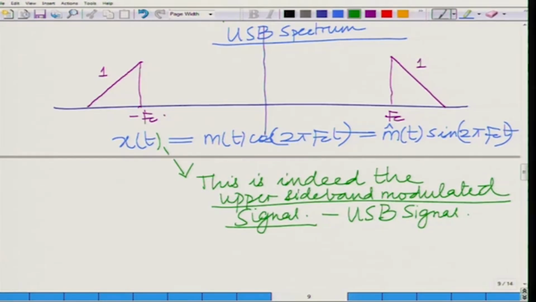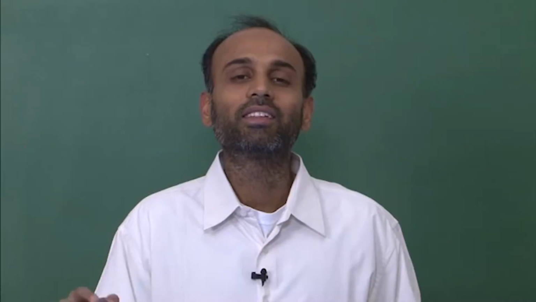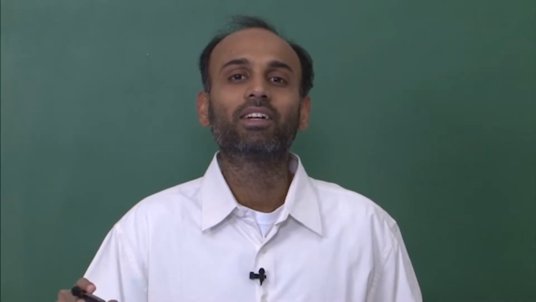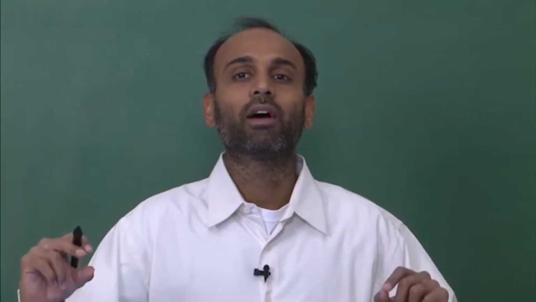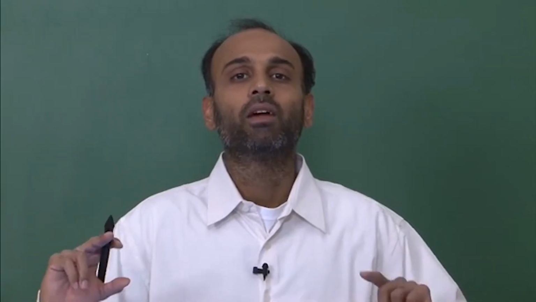Similarly, it is not very difficult to show that the other signal, m t cosine 2 pi f c t plus m hat t sin 2 pi f c t, will be the lower sideband modulated signal, because when you add spectra 1 and spectra 2, the upper sidebands, which have scaling factors of half and minus half, will cancel and add to 0. The lower sideband, which has scaling factors of half and half, will add to give the scaling factor 1. Therefore, that will be the lower sideband modulated signal.